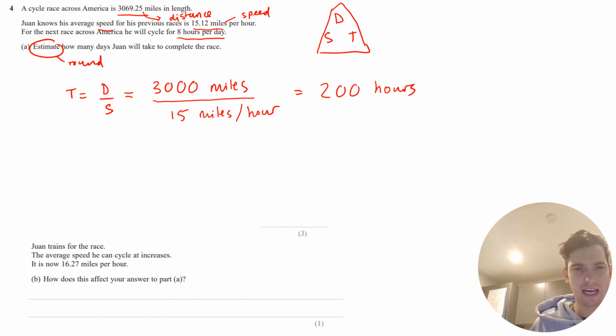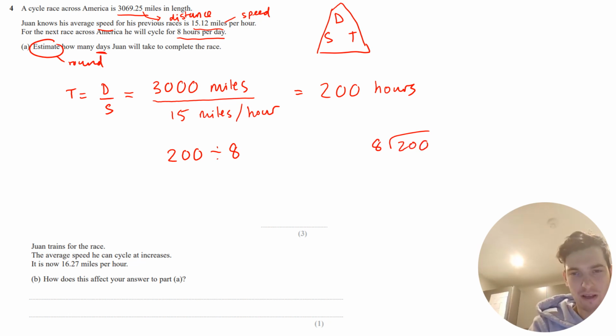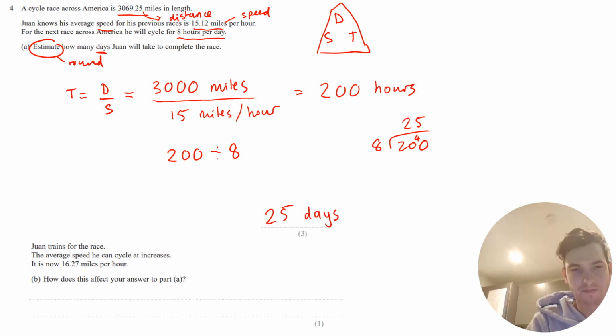But my answer says how many days will it take? Well, if in total it's 200 hours, and he's cycling 8 hours per day, I'm going to have to do 200 divided by 8. So let's do that and see what we come up with. 8 into 20 goes 2 times, remainder 4. 8 into 40 goes 5 times. So I think my answer is 25 days. Seems like a pretty sensible answer.